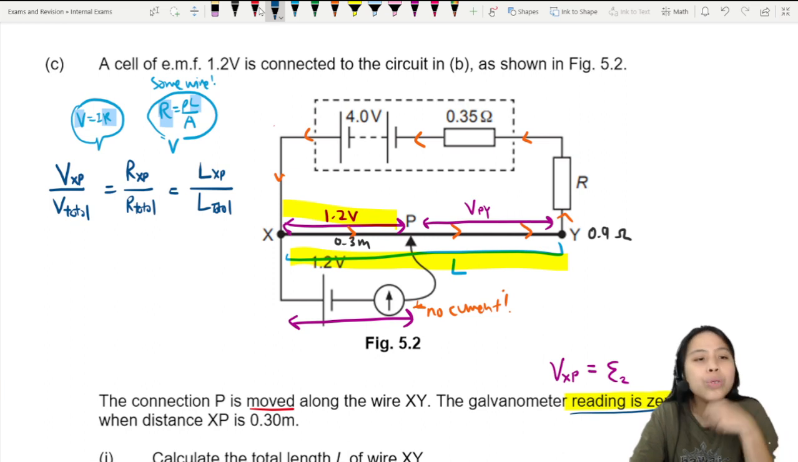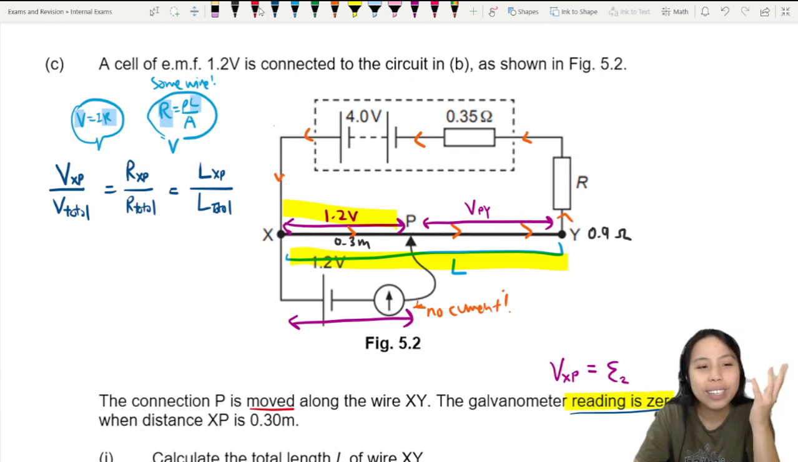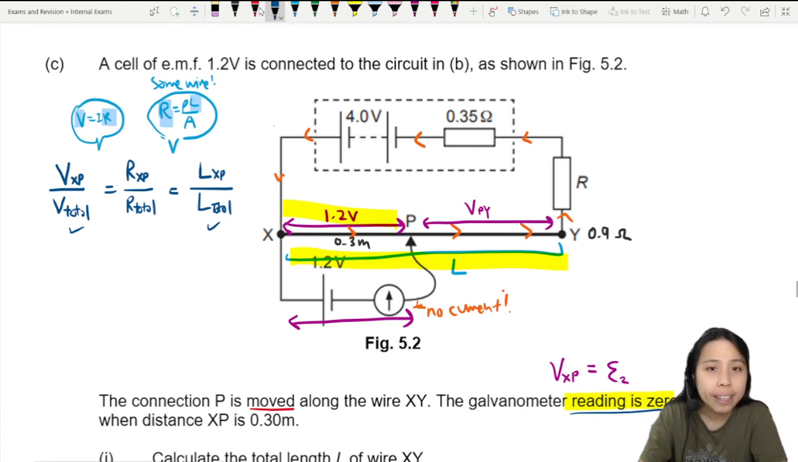Okay, so we're going to use... We don't know what this one is. We don't have enough information. So we're going to use V and L as the ratio here. So VXP here is 1.2. That's referring to this section here.